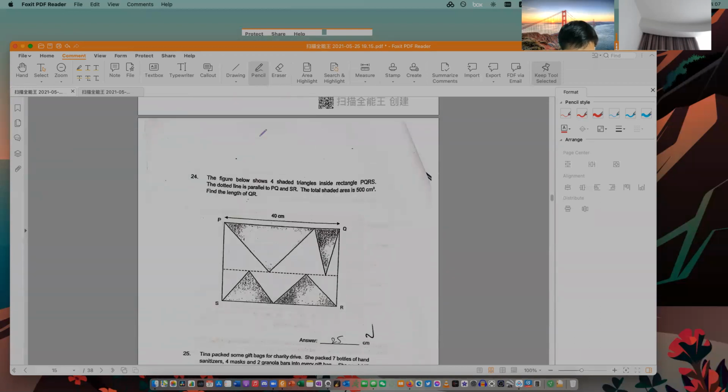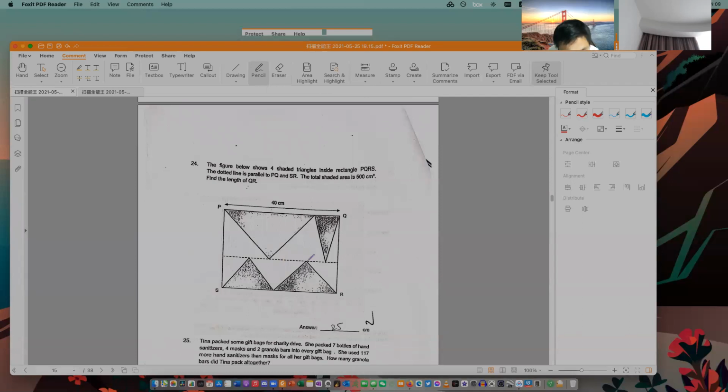This question. Just to share with you, I don't know how you do this question. But actually you can do this question by doing this. Okay, you can actually dissect this.